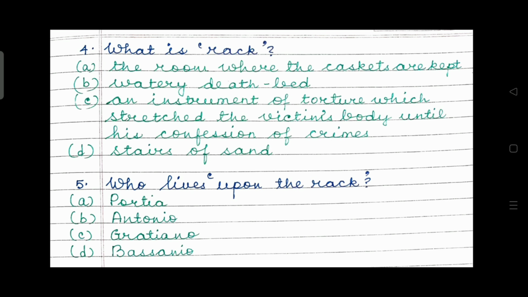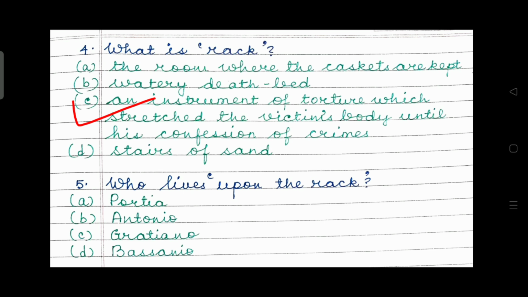Question 4. What is rack? Option A, the room where the caskets are kept. Option B, watery deathbed. Option C, an instrument of torture which stretched the victim's body until his confession of crimes. Option D, stairs of sand. The right answer is option C, an instrument of torture which stretched the victim's body until his confession of crimes.